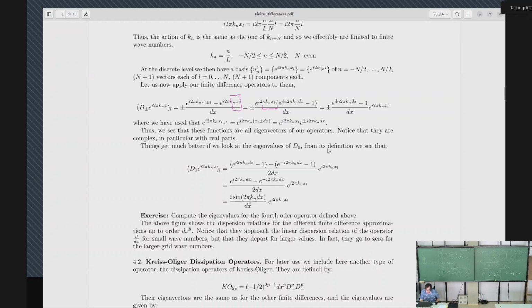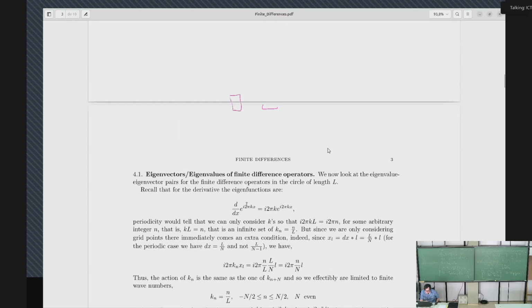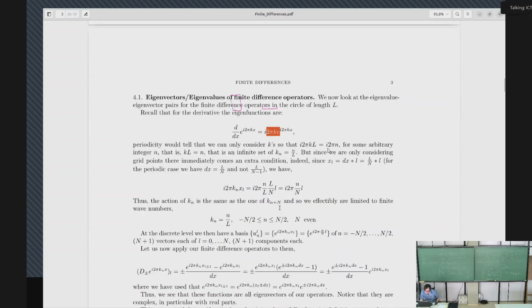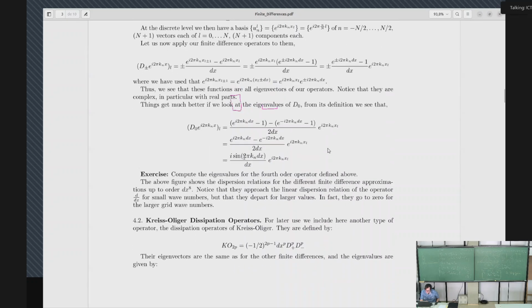If we are using a very small delta x, or we are choosing a very small wave number, this k_n here, which will tell us the frequency, the smaller it is, the lower the frequency, then this sine will be very close to 2 pi k delta x. So this will cancel out and we will get this relationship that we have here. Okay, are you following me up to that point with the eigenvectors and the eigenvalues?